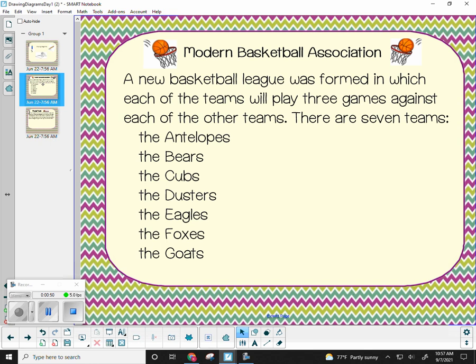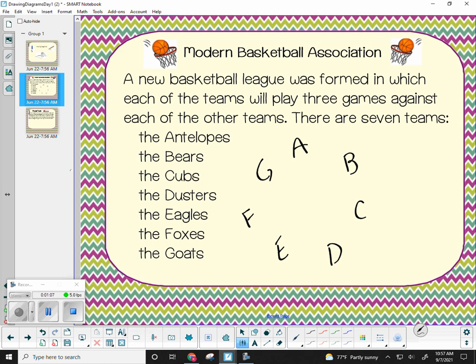All right, so we have Antelopes, Bears, Cubs. Notice how they all start with different letters? We do this a lot to help make things a little bit easier. So A, B, C, D, E, F, and G. These are the names of all my teams, right?